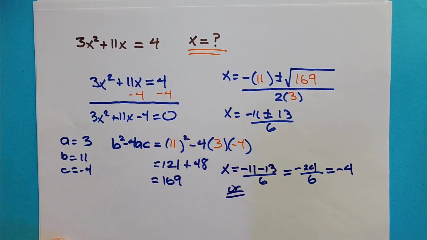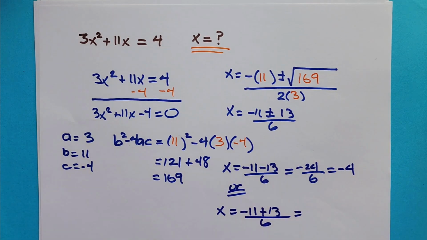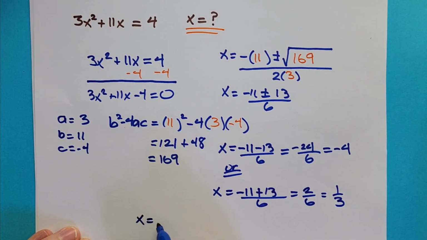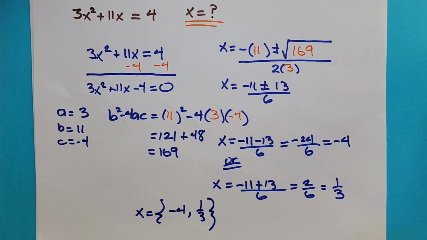The other root is x is equal to a negative 11 plus 13 over 6. And a negative 11 plus 13, that's going to produce 2. So we get 2 over 6, and that simplifies to 1/3. And there's the two rational roots predicted by the discriminant, by the b squared minus 4ac. So if we want to, we could actually present these as a list using set roster notation. So x is equal to a negative 4 and 1/3. We always write the roots in order in the set notation.